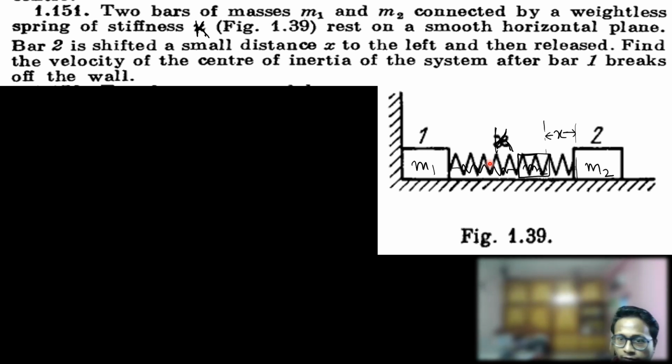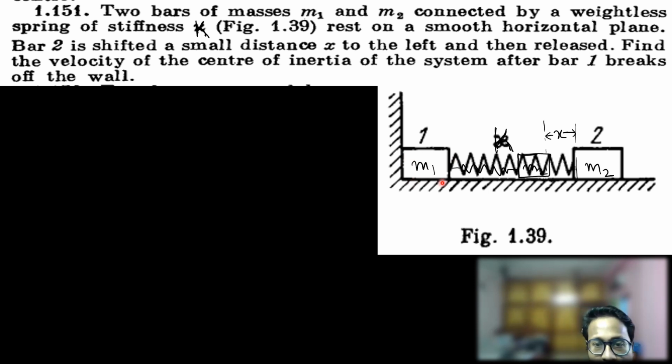Find out the velocity of M2, no sorry, find out the velocity of center of mass of the system, not M2. The question is asking, find out the velocity of center of mass of the system, that means center of mass of M1 and M2 when M1 detaches from the wall. And when does M1 detach from the wall? The moment spring force becomes in this direction of any value, 0.00001 amount of spring force in this direction will also cause this M1 to detach from the wall.